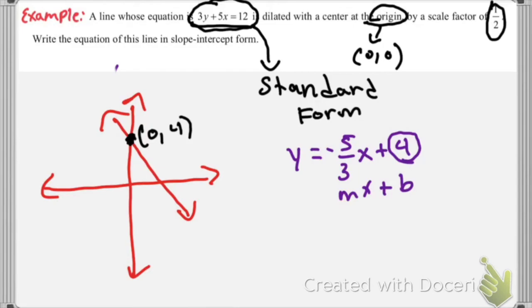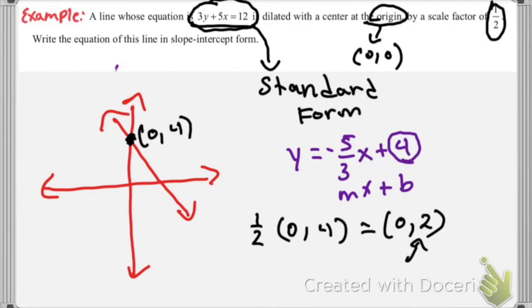And I need to write the equation of the new line. Well, I know a point on that line, and I know the point is 0, 4. And if I use my scale factor of 1/2, then my new point becomes 0, 2. That means that I know my y-intercept is 2. So here's my y-intercept, 2, somewhere there. And since I know that when I'm doing dilations the lines are going to be parallel, I also know my slope. My slope is going to be the same as the red line.